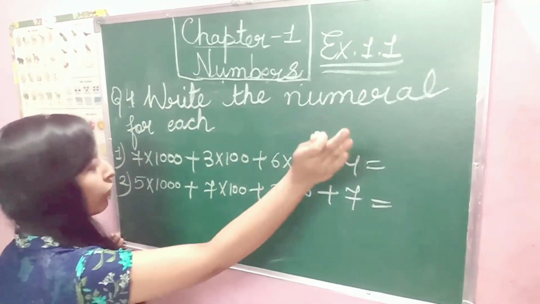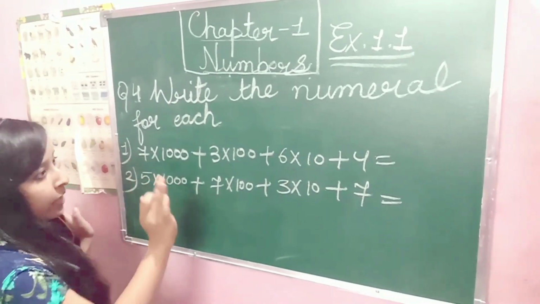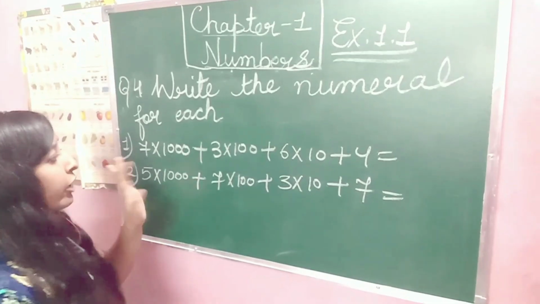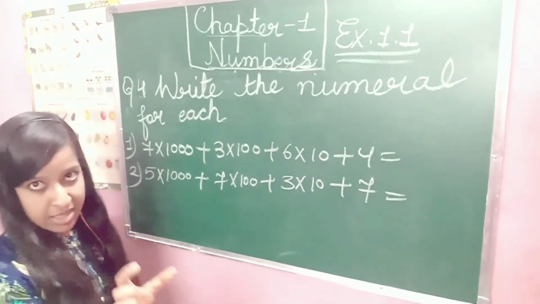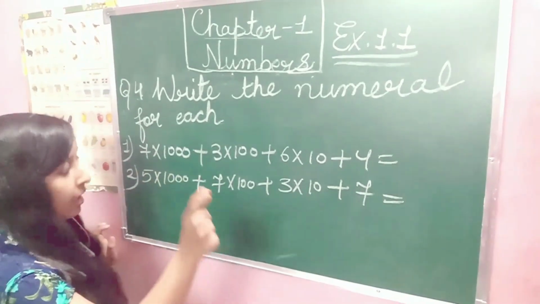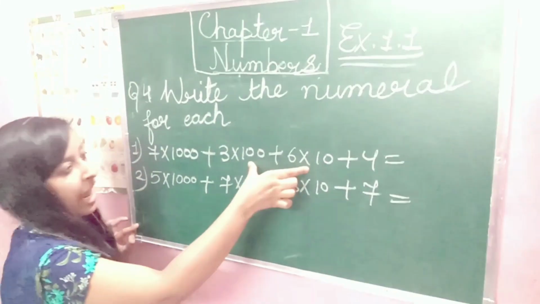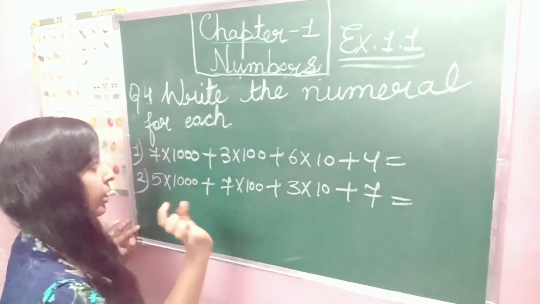Our next question is question number 4. Write the numeral for each. It is the opposite of the above question. What we have done in our previous question, simply a number was there, and we had expanded it. Now in this question, it is given in the expanded form and you have to write this in standard form, or directly write the numerals.